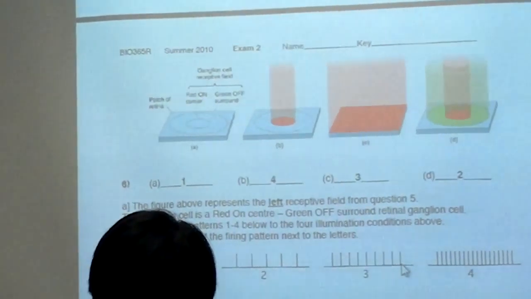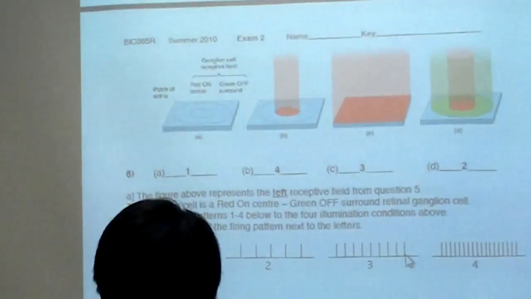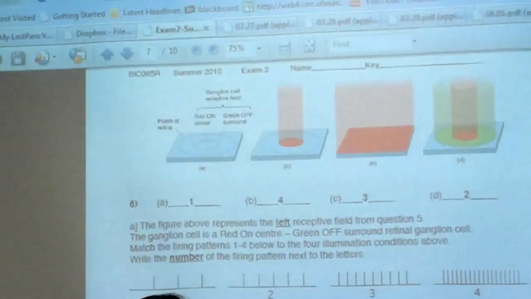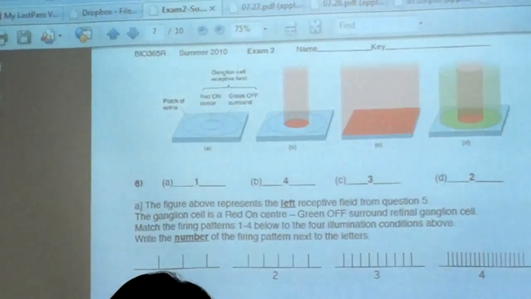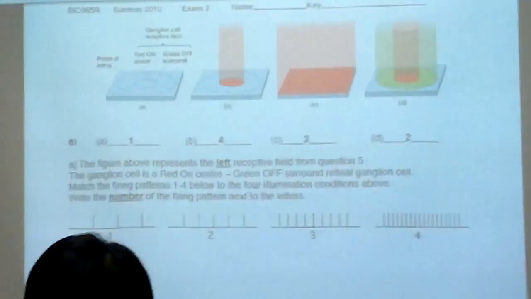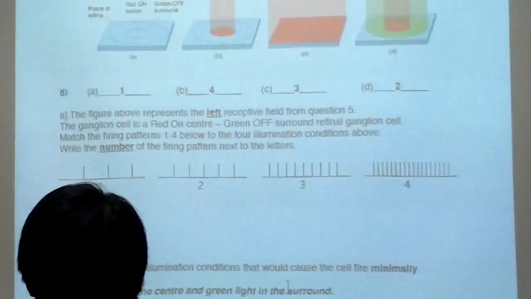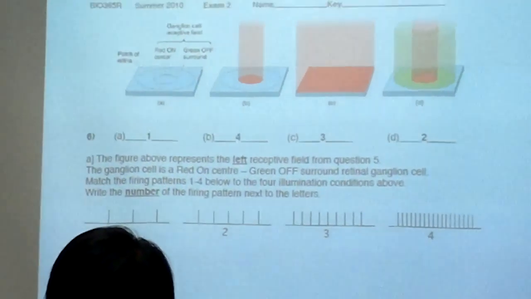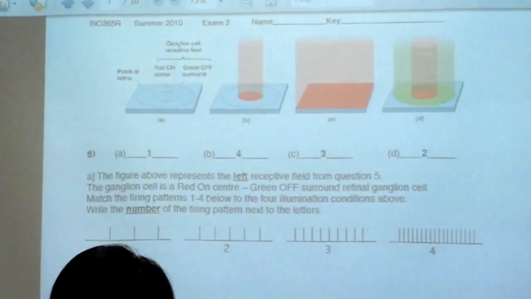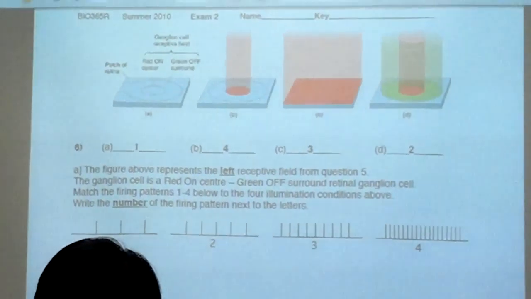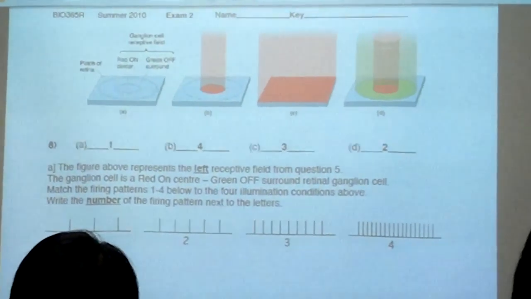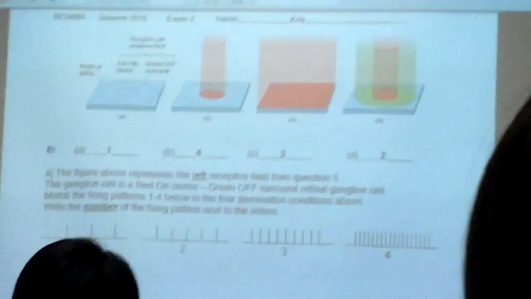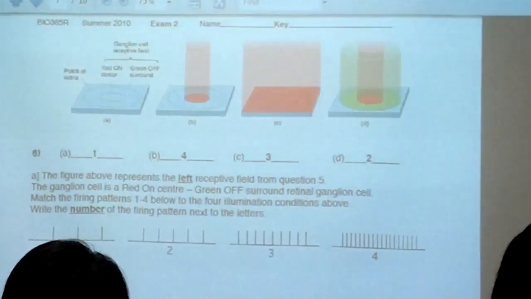Yep. So if it was just the green surround, would it be even less firing at baseline? Yes. The illumination condition that would cause the cell to fire minimally is dark in the center and then green light in the surround. If it was green light everywhere, it's not going to be minimal, because that green light is doing the same thing to the red cones that the red light is doing to the green cones. Does that make sense? So you have to have dark in the center and green light in the surround, and that would just be a shut-it-down signal.